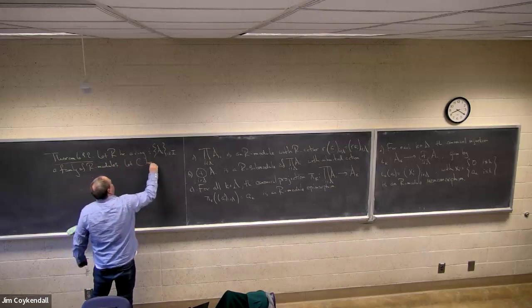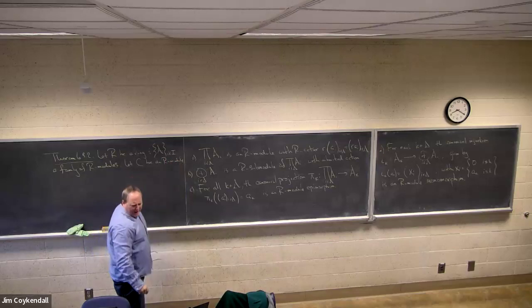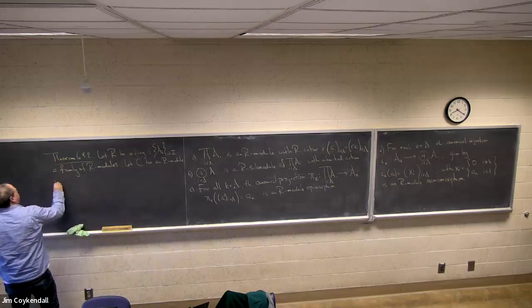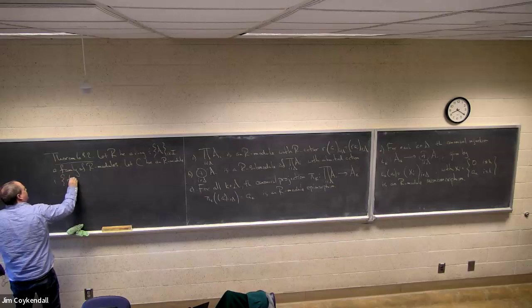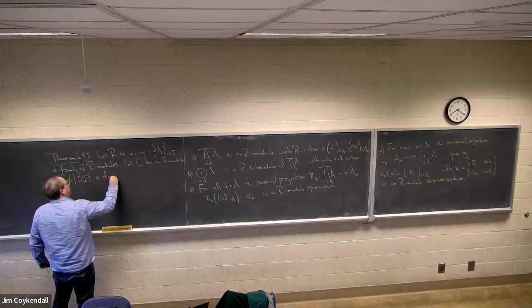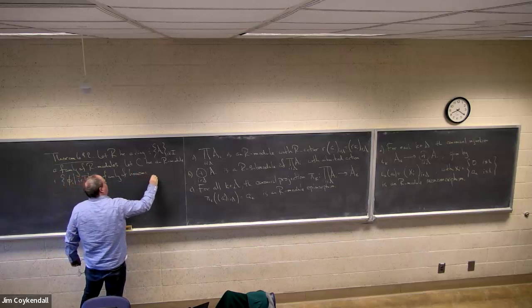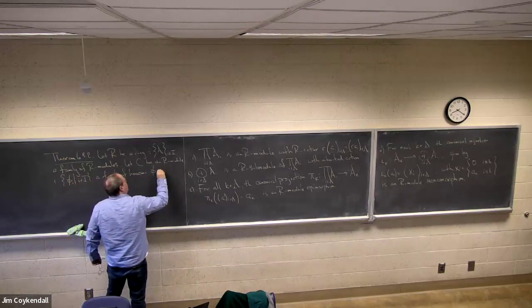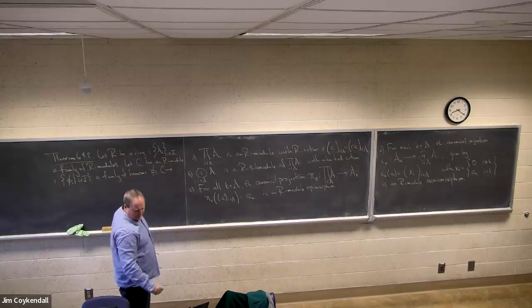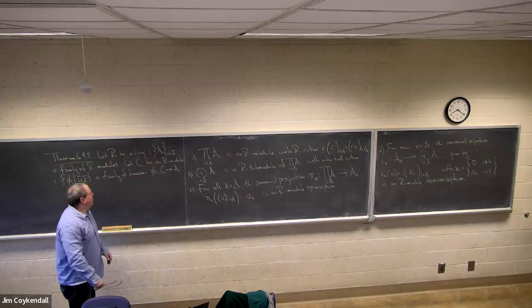Let's see, an R module. And let's say that we have a family of homomorphisms from C into A_i. Okay, so here's the situation.